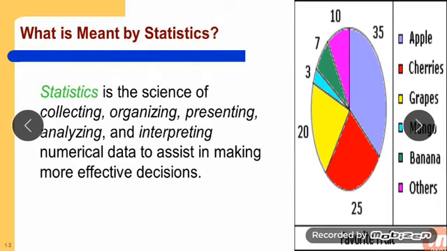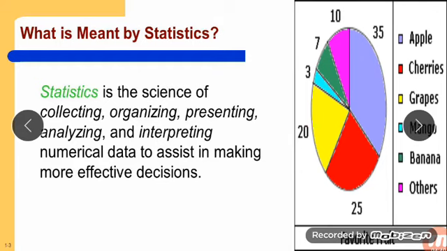As we can see here, 35 people like apple, 25 people like cherries, 20 people like grapes, 3 people like mangoes, 7 people like bananas, and 10 people like other fruits. So this is the analysis of the data. Now it's time to draw conclusions or to interpret the data, to make an effective decision. So here we can draw the conclusion from this example that the favorite food of the majority of the people is apple.